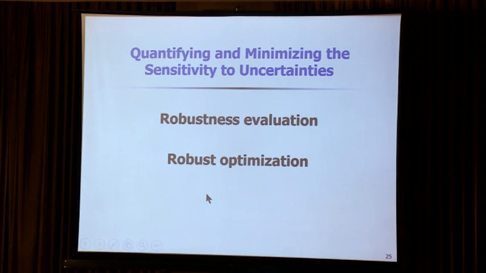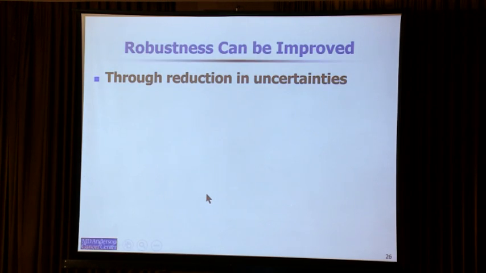So robustness, I mentioned to you, is important, and so is robust optimization. It is necessary for quantifying and minimizing sensitivity to uncertainties. Robustness can be improved through reduction of uncertainty. We can simply do imaging, be very careful about setting up the patient. We can do adaptation. But as I mentioned to you, you cannot eliminate all the uncertainties.